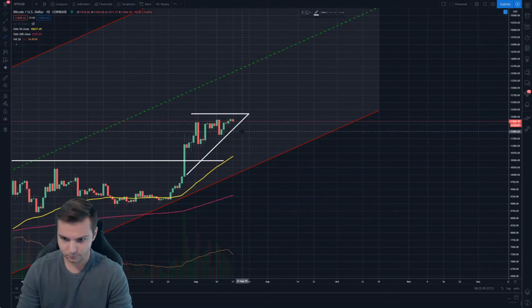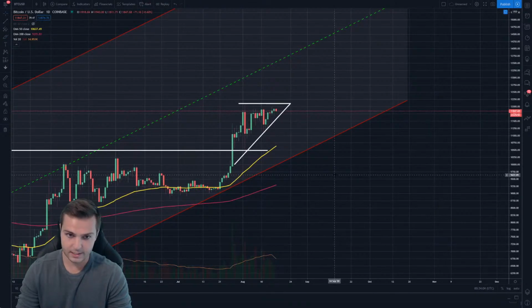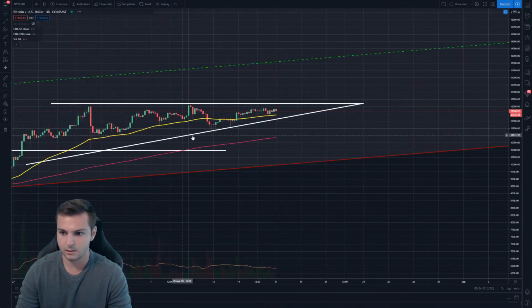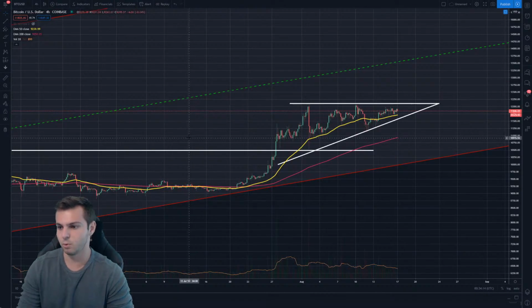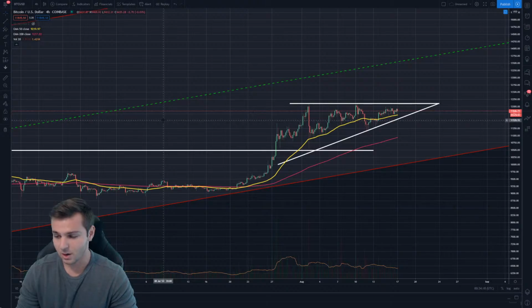So that is that. The EMAs, the 50 and the 200, both are still pointing upwards on a daily time scale. They're pointing upwards on a 3-day, and on the 4-hour, they are pointing upwards as well. So nothing to worry about as of right now.